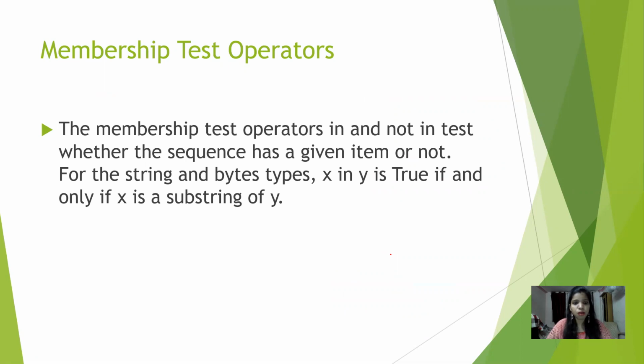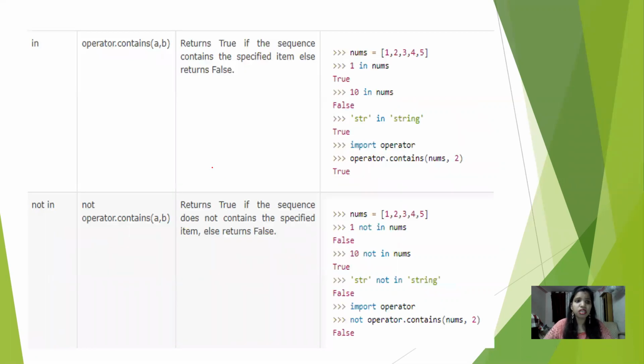Then there are membership test operators. Membership means you are checking whether a number or member is a part of that array or not. Suppose there are numbers 1, 2, 3, 4, 5, and you are checking 1 in this, yes, true. 10 in this, no, false. Suppose there is a string, 'st' is a part of the string, true. For all these, you can use the dot contains command. Dot contains numbers comma 2, where numbers is the destination you have to check, and 2 is the member of that list or string.